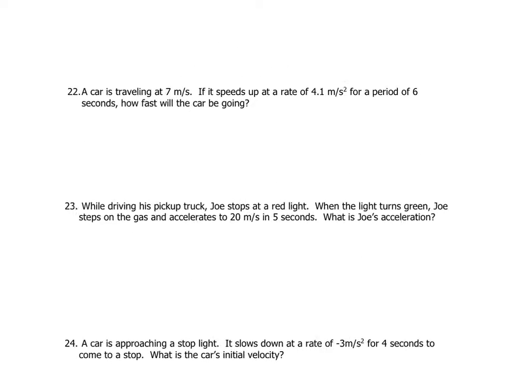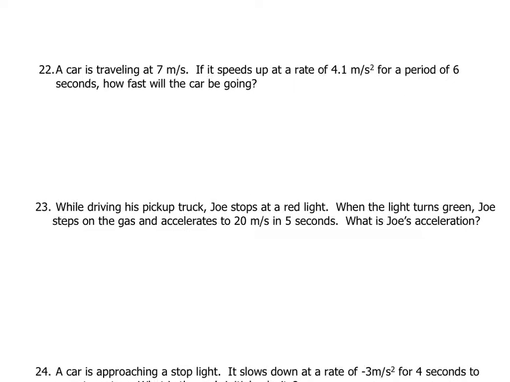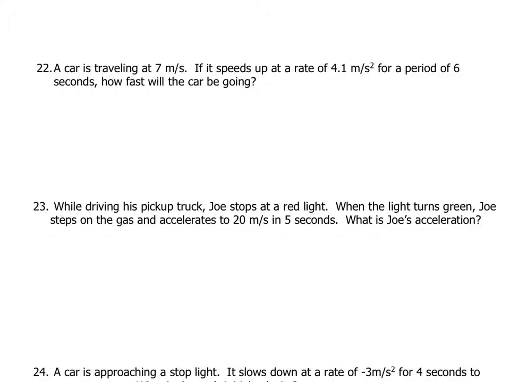Okay, on the right, last few. Number 22 says a car is traveling at 7 meters per second, speeds up at a rate of 4.1 meters per second squared for a period of 6 seconds. How fast will the car be going? Well, let's see here. It tells me that the car is traveling at 7 meters per second, so its initial velocity is 7. It speeds up at a rate of 4.1 meters per second squared, so that's my acceleration.